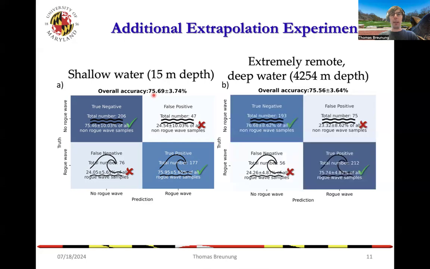And last but not least, we have considered an extremely remote buoy in the middle of the Pacific. There, the closest buoy is several hundred kilometers away, and it is also in extremely deep water, more than 4,000 meters deep. And also for this case, we observe an accuracy of 75%. So our model extrapolates very well to unseen buoy locations. What the network has picked up seems to be indeed generalizable.